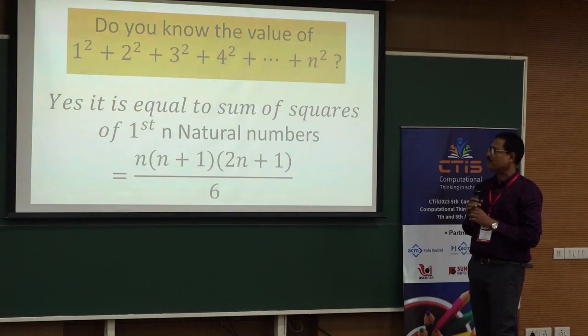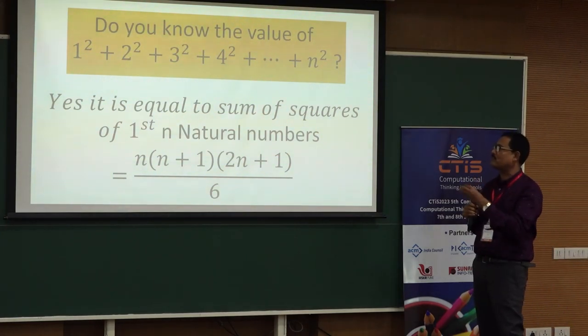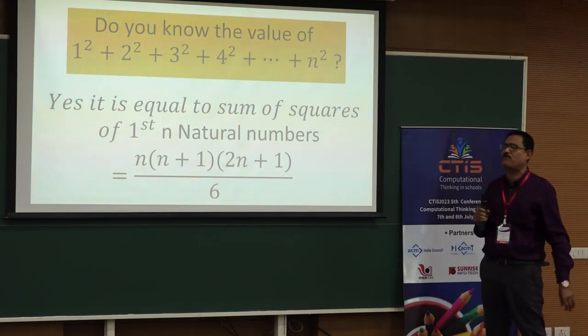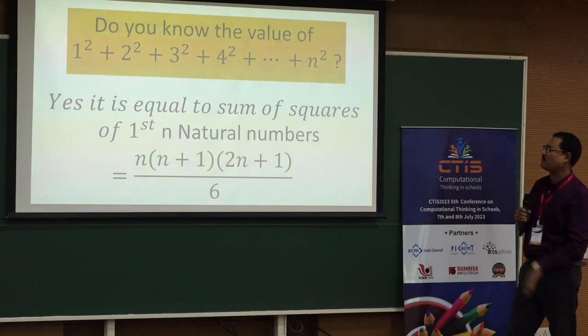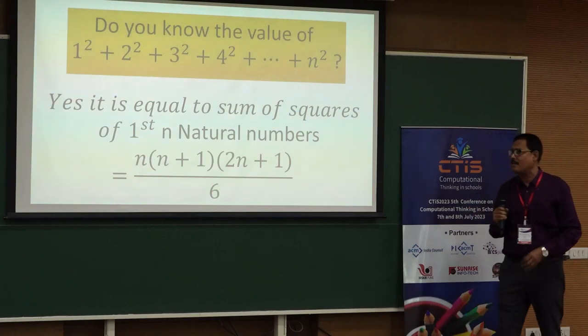So I ask the students, is there any formula for 1² + 2² + 3² up to n², or what is the value of the sum of squares of the first n natural numbers? Already they know that it is n(n+1)(2n+1)/6.